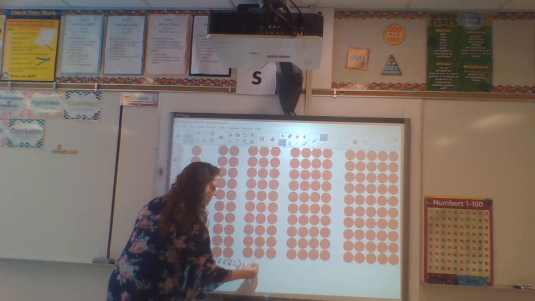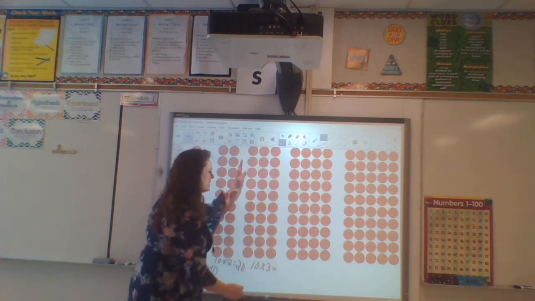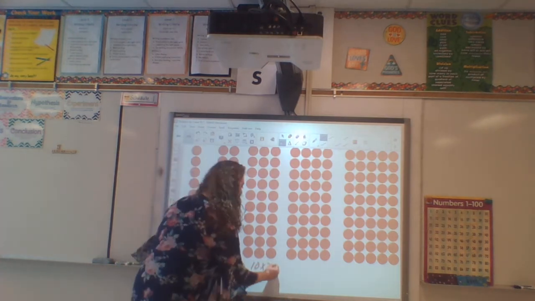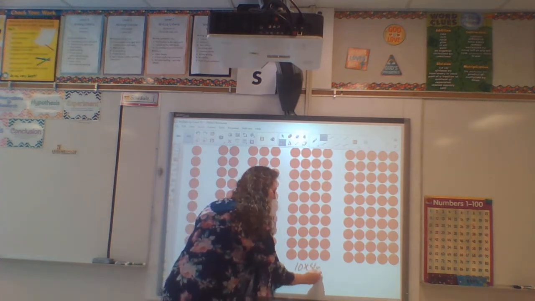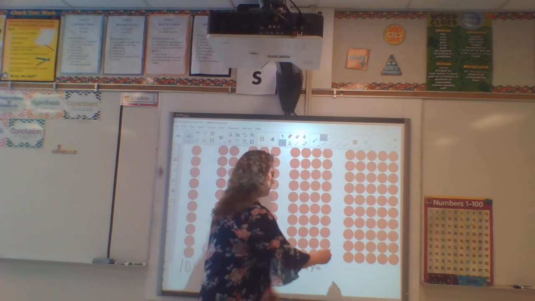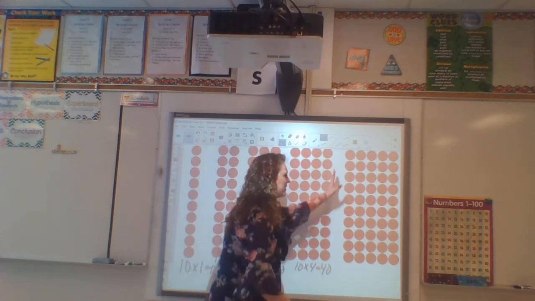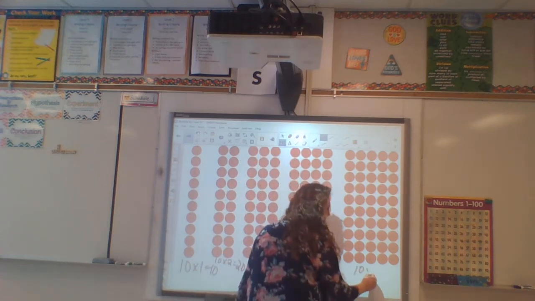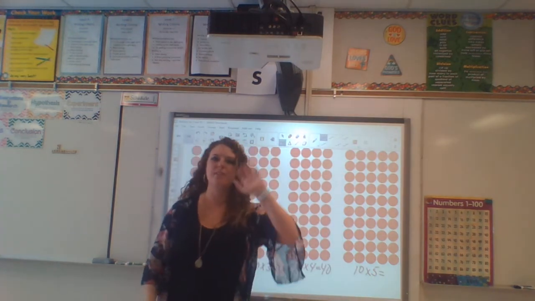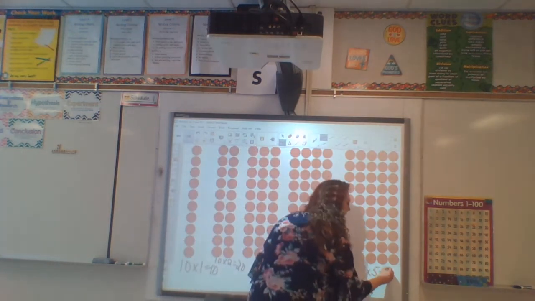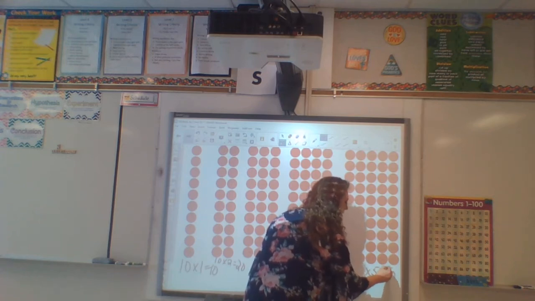3, 10, 20, 30, easy. 4, 10, 20, 30, 40. And the final one that we're going to do today, 10 times 5 groups equals 10, 20, 30, 40, 50.